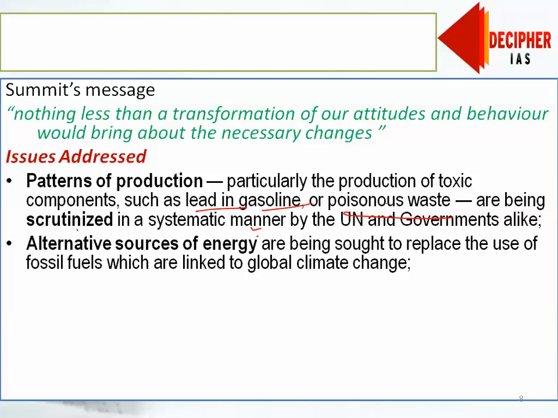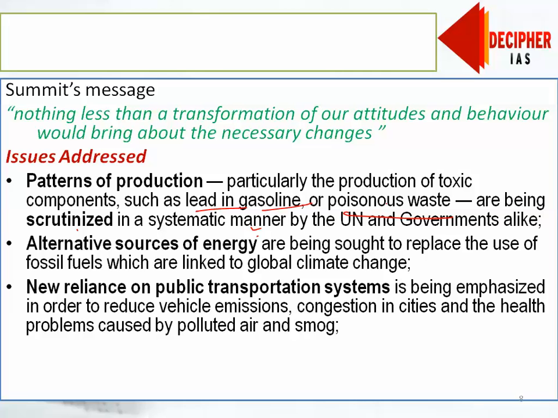Then usage of alternative sources of energy, which should replace fossil fuels, which are linked to the global climate change. As you know, they cause the emission of greenhouse gases, which is causing global warming. Now we should rely on public transportation systems rather than individual vehicles, so that we can decrease our vehicular emissions as well as the congestion in the cities. And there was a problem of smog also. Smog plus fog is equal to smog.